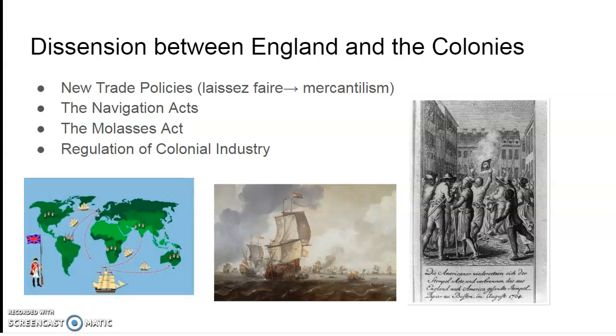So what happens is between 1650 and 1696, Parliament passes a series of navigation acts. There were several of them, but the two most important were the Navigation Act of 1660, which provided that all goods imported to or exported from the colonies must be carried on ships owned by British subjects. So this is going to, again, make money for the British.